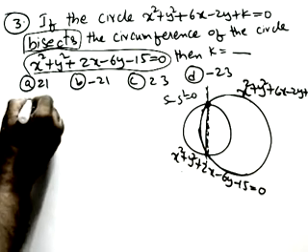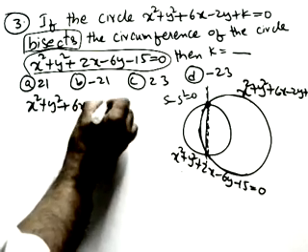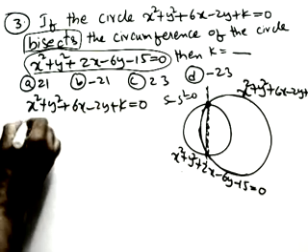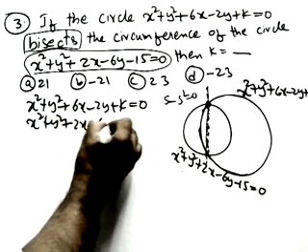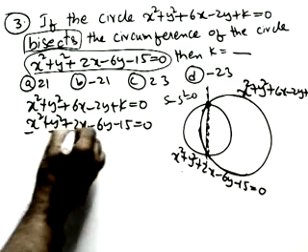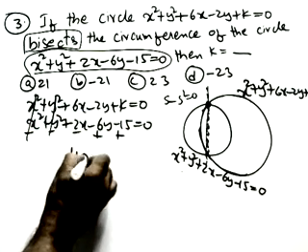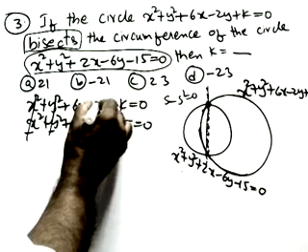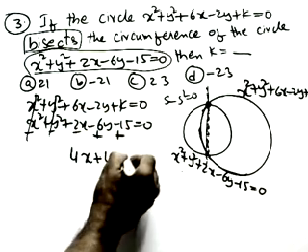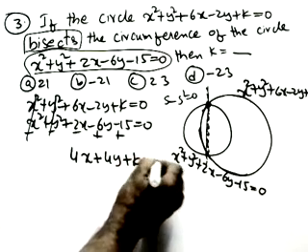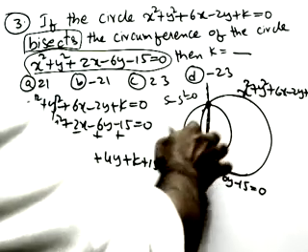Okay, so first let me find the common chord. We have to subtract these two circles. One circle is x square plus y square plus 6x minus 2y plus k equals to 0. Another circle is x square plus y square plus 2x minus 6y minus 15 equals to 0. So this minus this one, you will get this cancel. 4x minus 2 plus 6 is plus 4y. 4x plus 4y plus k plus 15 equals to 0. This is the common chord. Now we got this one.